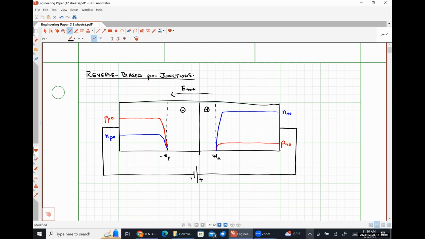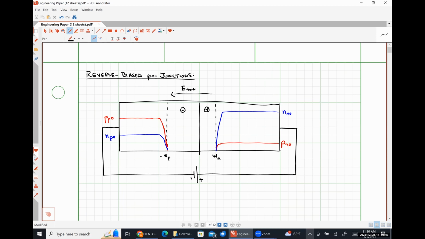What's going on with the minority carriers? Yeah, that's pretty much it. Exactly right. So in a forward bias PN junction, we had a process called minority carrier injection, where minority carriers were being injected into the opposite side of the crystal. Here we have what's called minority carrier extraction. The electric field strength is so large that any minority carriers that get over to this side of the junction get swept through to the opposite side of the junction.